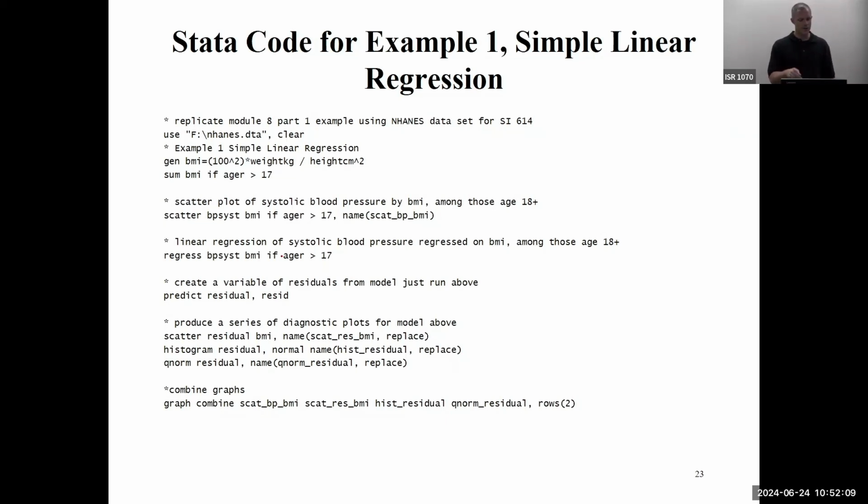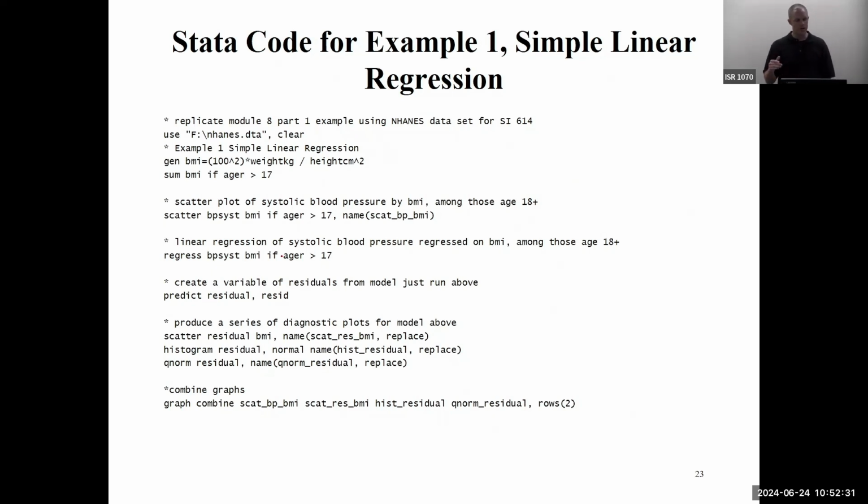And notice how for each of these plots, I'm using the option name. Okay, this is something else cool you can do in Stata. Every time you make a plot like this, you can assign a name to it in memory, and then you can come back and combine all of those named plots into a single figure. Okay, so this is a very cool feature of the way Stata works here.